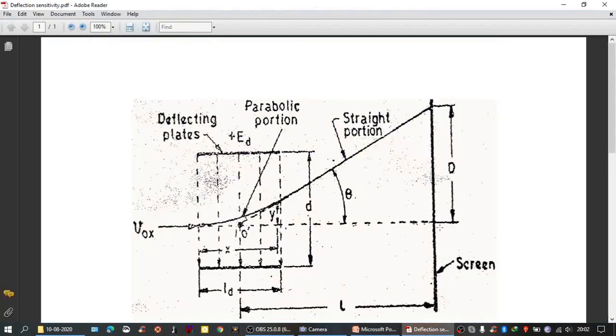This distance, starting from here to this point, is where the electron beam reaching the CRO screen hits the screen. That means instead of hitting the screen here, because of the applied electric field, it has moved away in the vertical direction and is hitting the surface of the screen here. So what is the vertical movement of the electron beam? It is nothing but D.